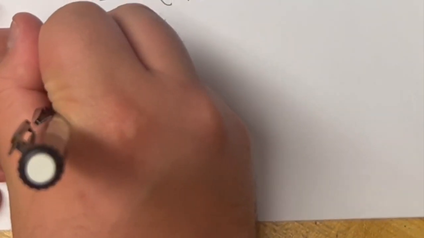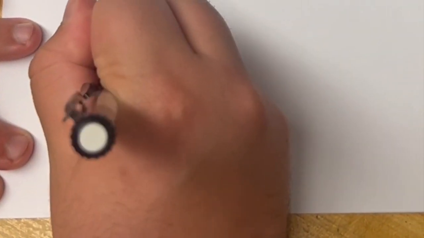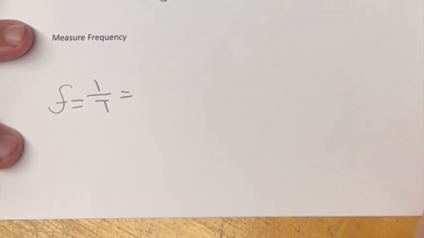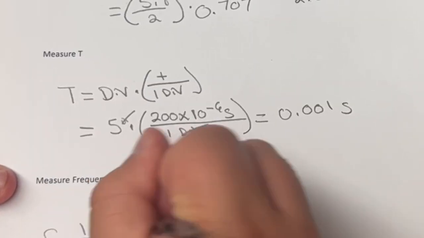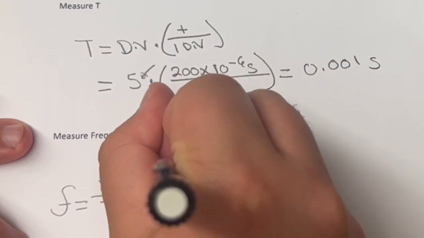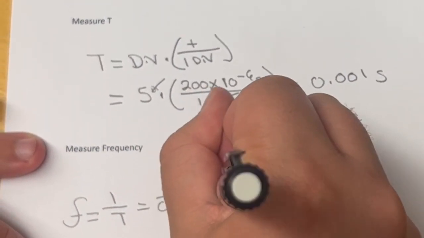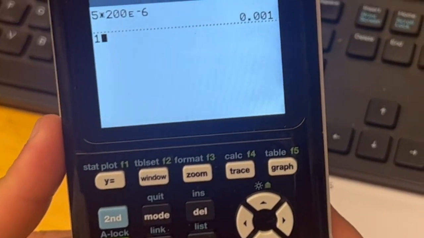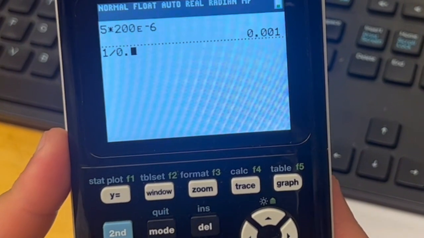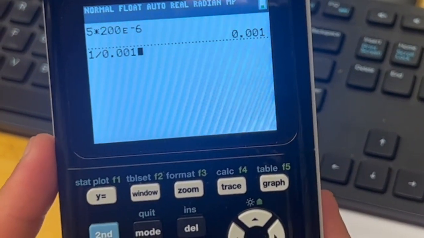Next, we're going to measure our frequency. The formula for frequency is frequency equals 1 over time. As we already noticed, our time is 0.001 seconds. We're going to write it down right here, 0.001 seconds, and plug it into our calculator: 1 divided by 0.001 equals 1000 hertz.